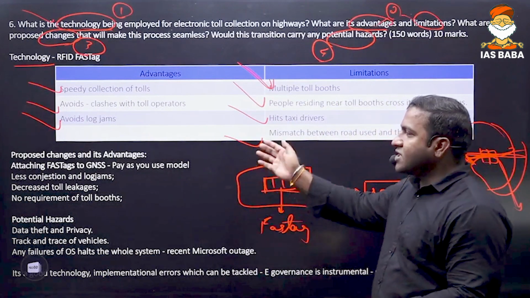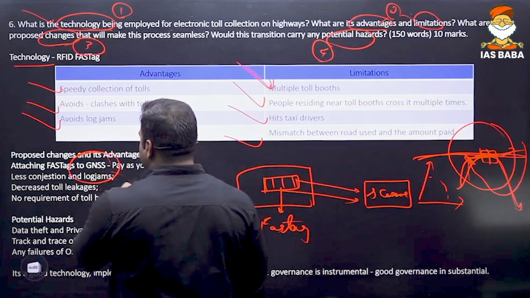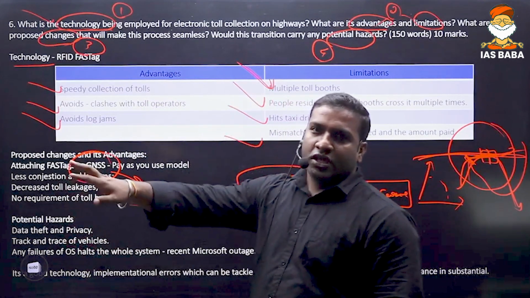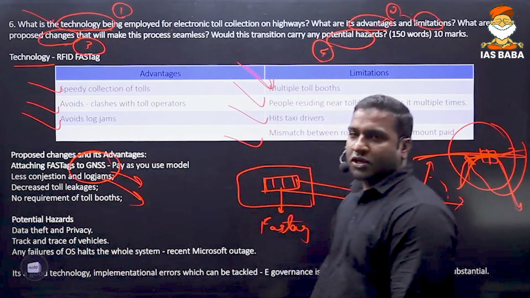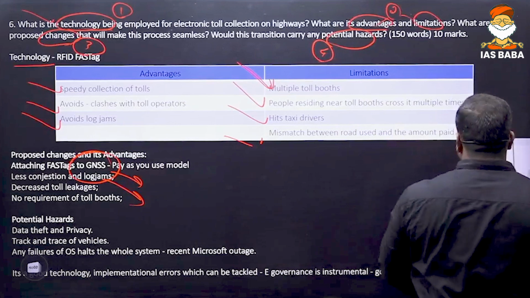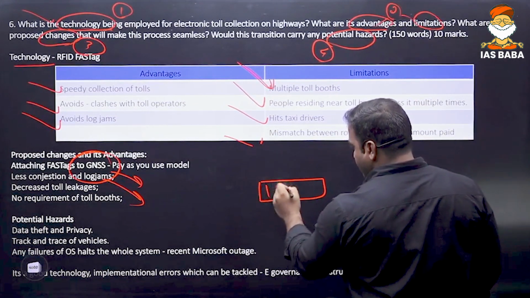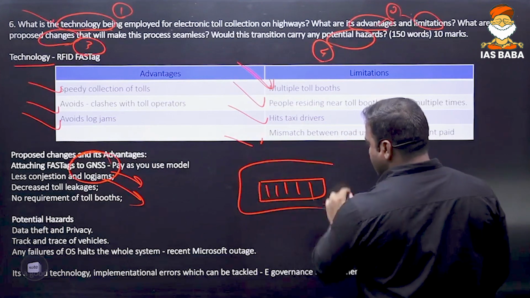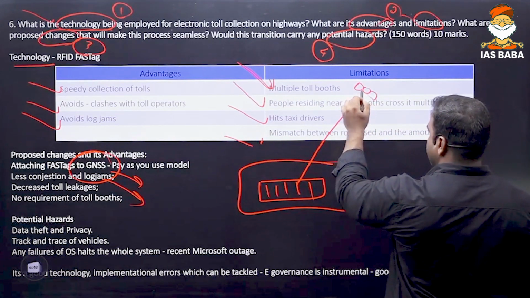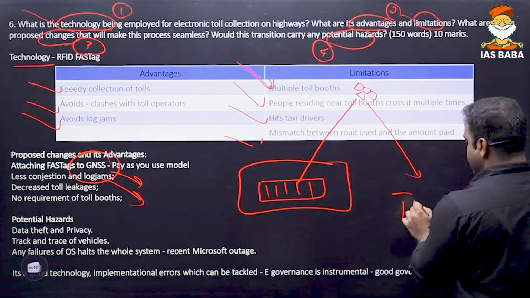Okay, now what are the changes? Attaching your FASTag to GNSS, that is NavIC. So wherever your FASTag goes, NavIC will be tracking your FASTag. You can draw one more schematic diagram to show that: FASTag and a satellite tracking.